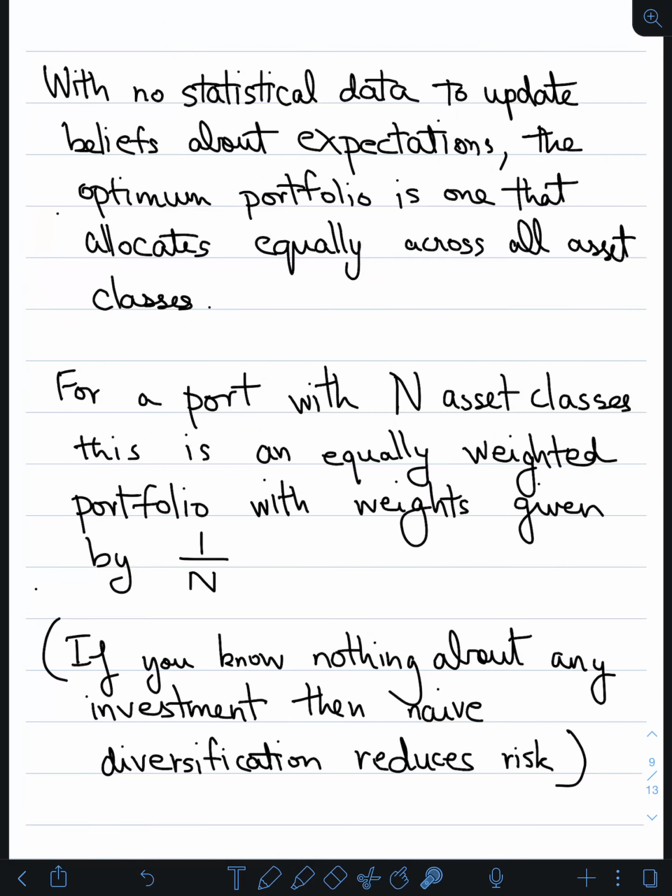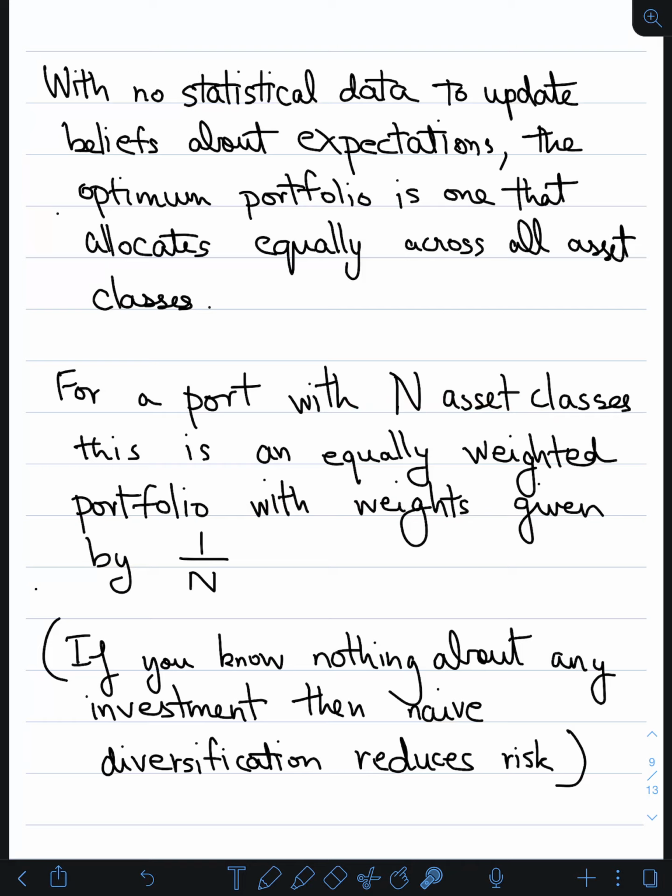if we have no statistical data to update the beliefs about our expectations, then the optimum portfolio is just going to be one that equally allocates weights. Okay, the equally weighted portfolio. Okay, equally allocate weights among all asset classes. So if our portfolio has n asset classes, if we're talking about an equally weighted portfolio, each asset's weight is then going to be 1 over n.